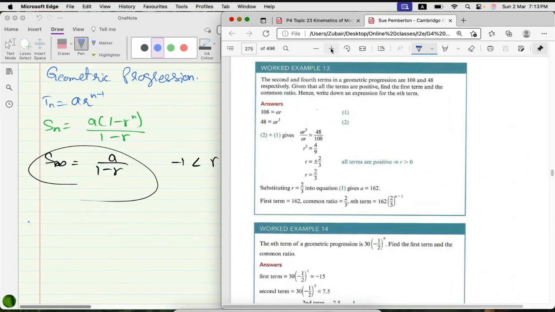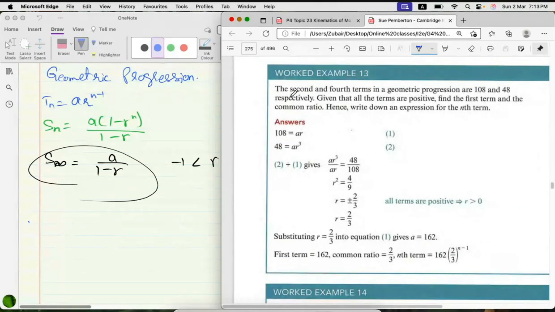Another worked example, the second and fourth term of the geometric progression are this and this. This is second term. So this is AR equals 108, and fourth term means AR cube is equal to 48. Now when we have this, we can deal with it like simultaneous equations.